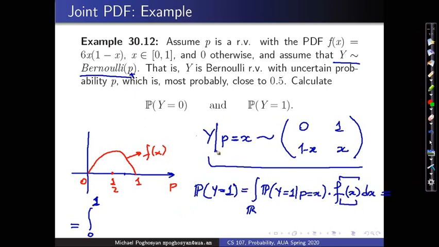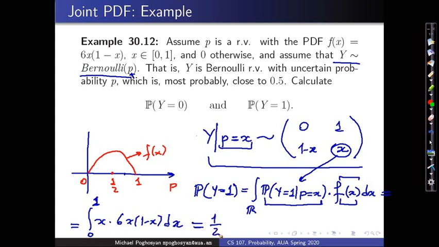The value of this is 6 times x times 1 minus x, so I can plug it in. And now I need to find this value, but this is easy. If p is equal to x, then the probability that y will be 1 is just x. So I will write x times 6 times x times 1 minus x, dx. And if you calculate this probability, you will obtain 1 over 2. And similarly, the probability that y is equal to 0 will be 1 over 2.